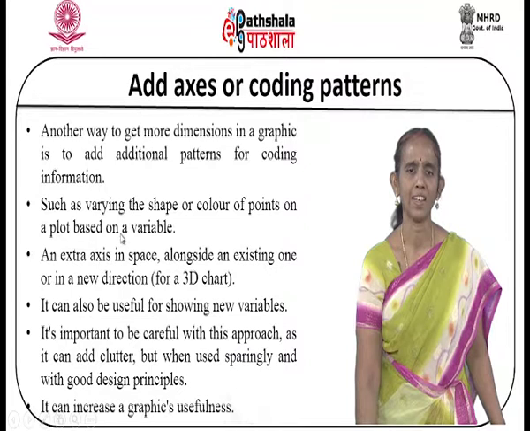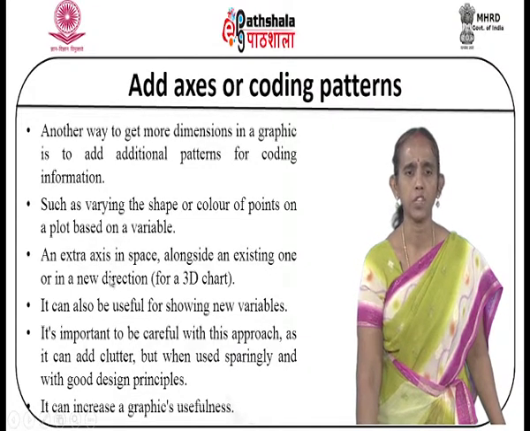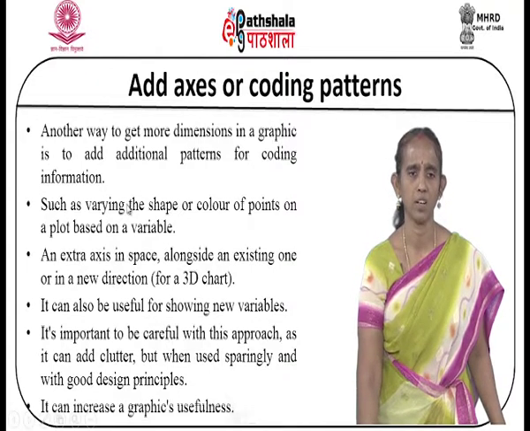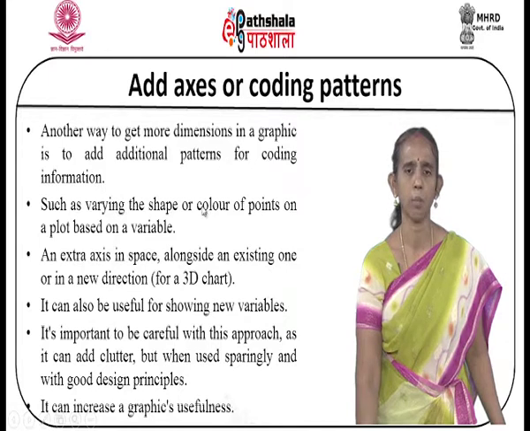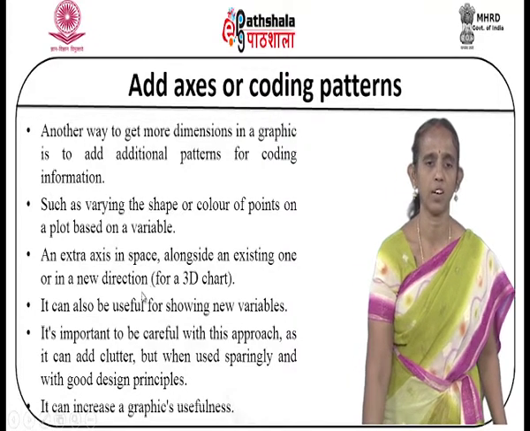Next one is adding axes or coding patterns. Another way to get more dimension in a graphic is to add additional patterns for the coding information, such as we can vary the shape or color of the points on the plot based on a particular variable, or an extra axis in space can be placed alongside an existing one, or it can be kept in a new direction in the case of a 3D chart.